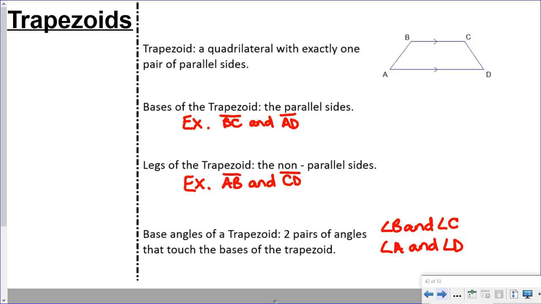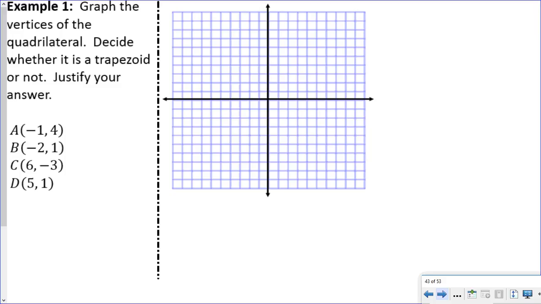Okay, so pause is needed. All right, so another one of these graphing ones. So go ahead and pause it, and I want you to try this one. So we're deciding this time if it's a trapezoid or not, and you still have to justify your answer just like we did when we were proving if we had a parallelogram in the coordinate plane or not. So pause it and try it.